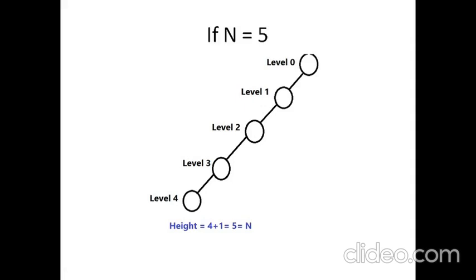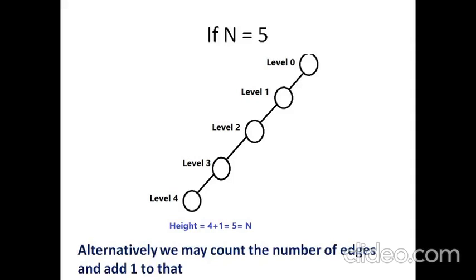So as a result, we have got 4 levels starting from 0, and plus 1 it results in 5. So the height of a binary tree having max 5 nodes is 5. Another way of calculating the height is we can also count the number of edges and add 1 with that.